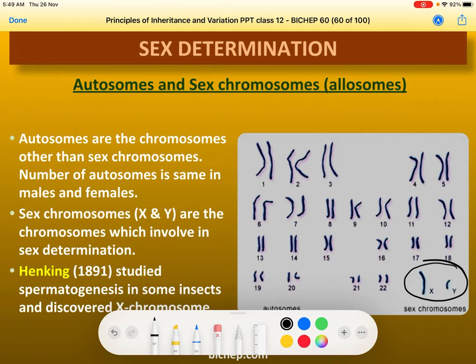So let us define autosomes and sex chromosomes. Autosomes are the chromosomes other than the sex chromosomes, and the number of autosomes is the same in males and females. For example, humans have 22 pairs of chromosomes known as autosomes, which are similar in both males and females, right? The sex chromosomes, X and Y, control the sexual traits and their expressions. They are involved in sex determination, and they are different in males and females. In males it is XY, and in females it is XX.